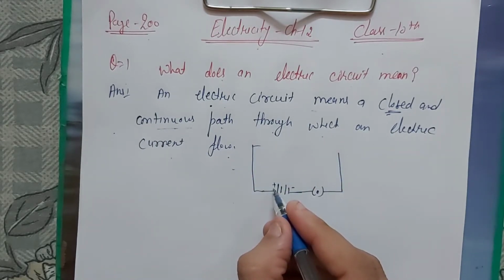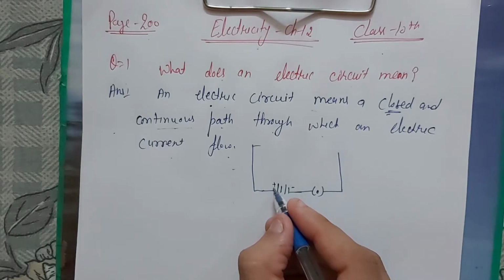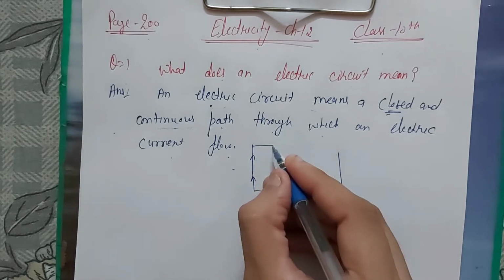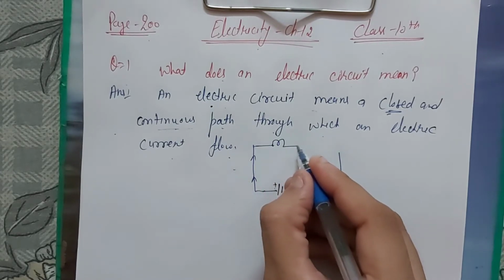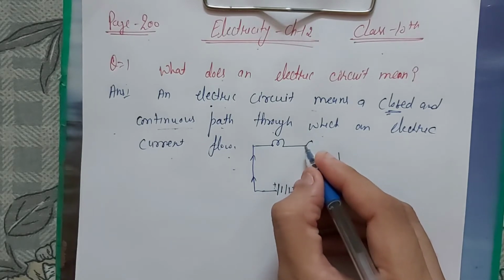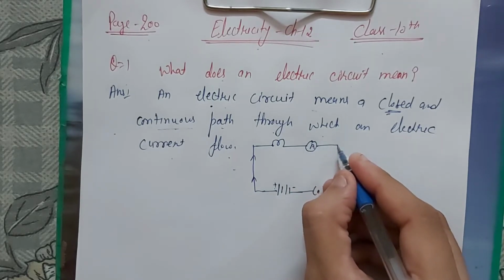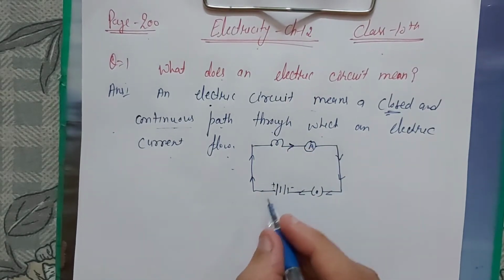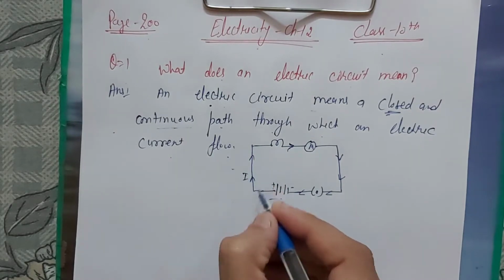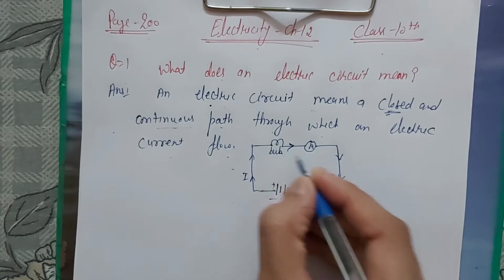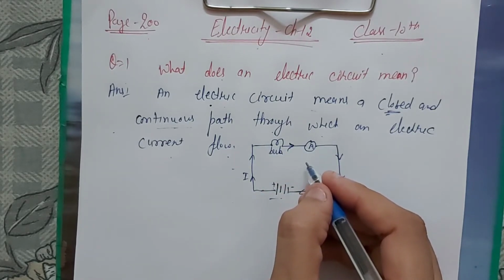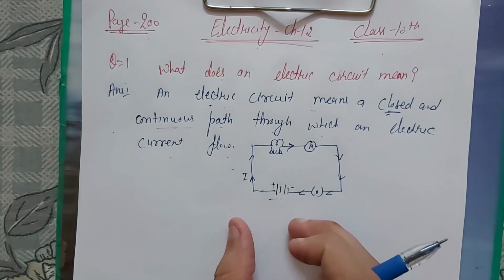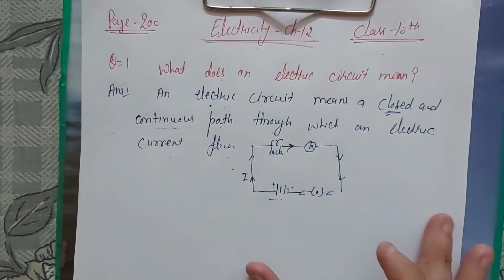Dear students, as we know, the direction of current is always from the positive to the negative terminal. So this is the direction, positive to negative terminal, and this is a bulb and this is an ammeter. This is the direction of electric current. So this is the battery, this is the electric current direction, this is the bulb, and this is the ammeter. What is an ammeter? An ammeter is used to measure the amount of electric current. This is the diagram of an electric circuit.